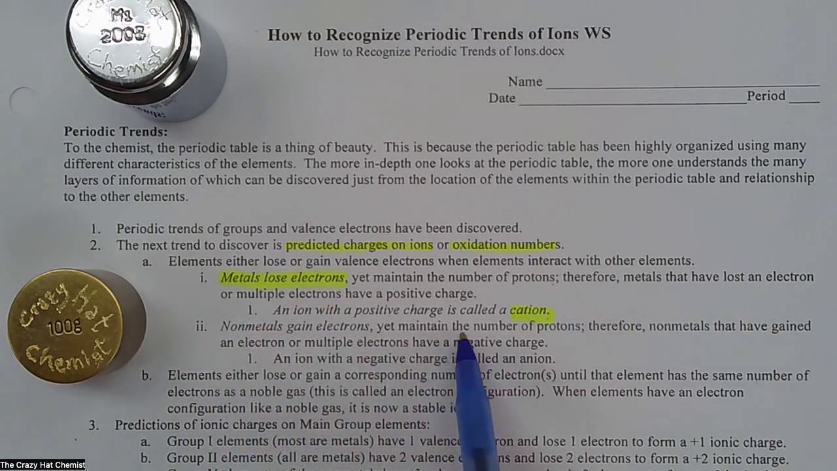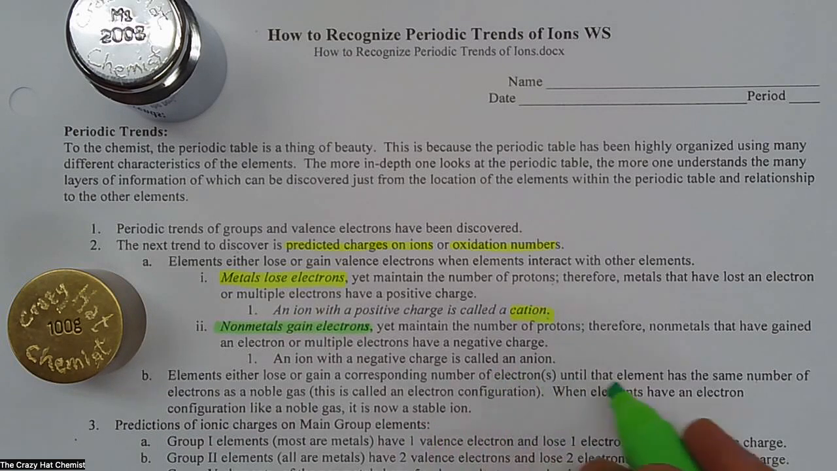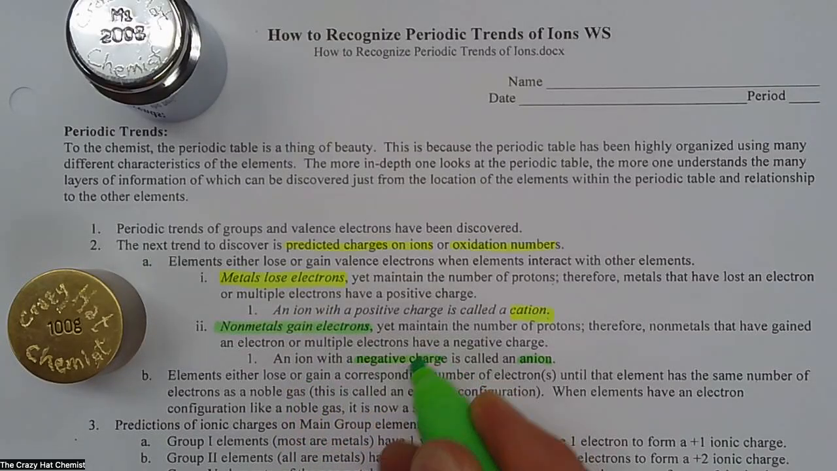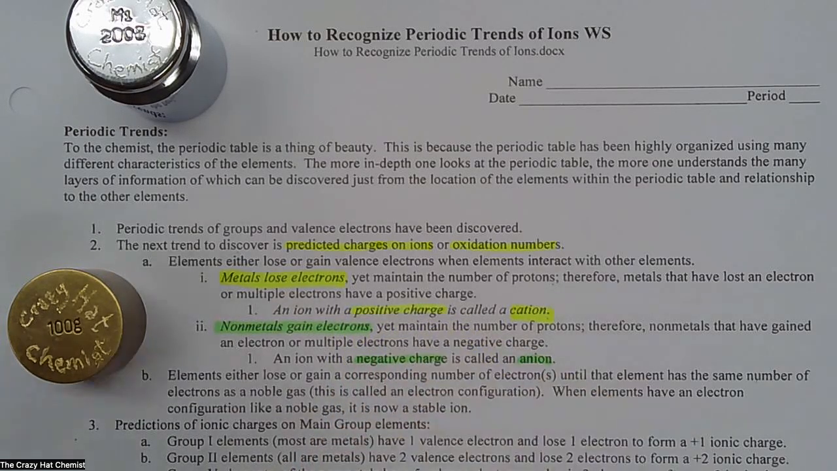Nonmetals gain electrons yet maintain the number of protons. Therefore, nonmetals that have gained an electron or multiple electrons have a negative charge. So nonmetals gain electrons and they have a negative charge, and an ion with a negative charge is called an anion. So a negative charge ion is called an anion. A positive charge ion is called a cation. Remember from the previous video that metals and nonmetals have opposite characteristics. This is another opposite characteristic of metals and nonmetals. Something to note.